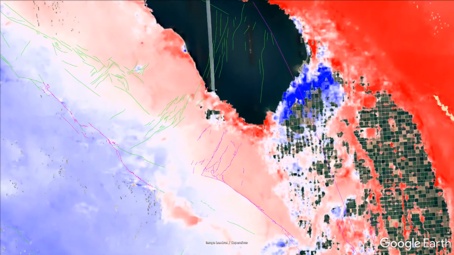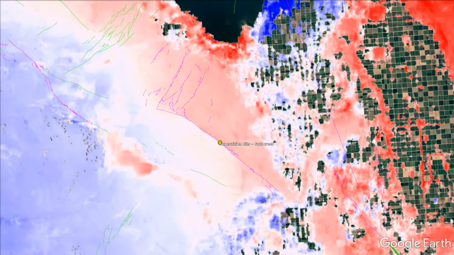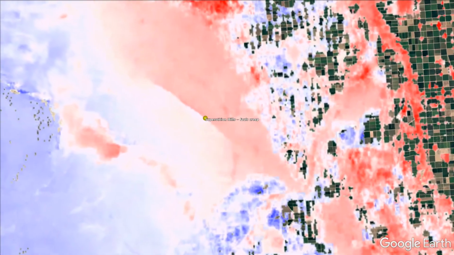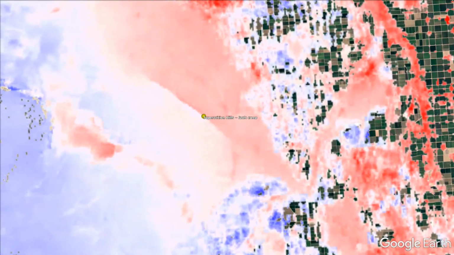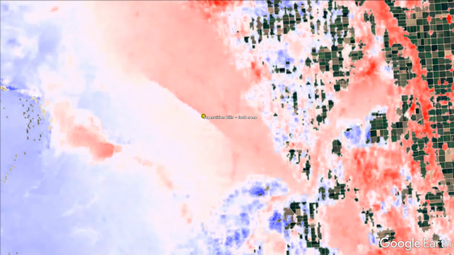Just to the south of the Salton Sea, the Superstition Hills Fault is known for its spontaneous creep events. The observed average creep rate is 7 to 8 mm per year. This is mainly due to one event in 2017 with over 30 mm of creep.